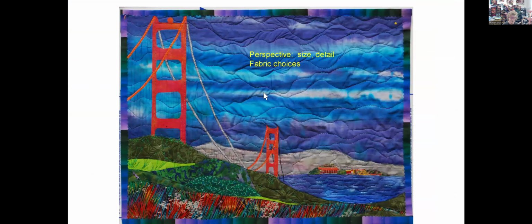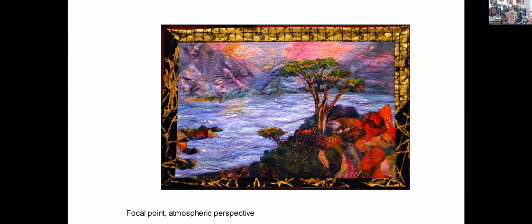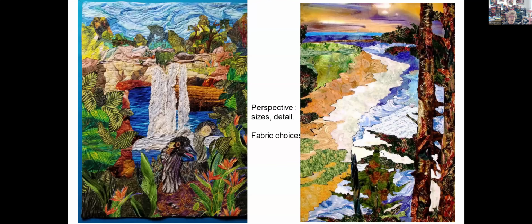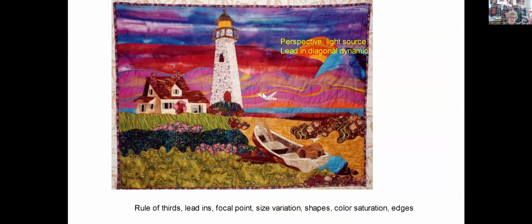Along the way, we'll learn a few of the elements of landscapes. We'll talk about perspective, fabric choices, atmospheric perspective, some of the compositional aspects like lead-ins and mood and color harmony, some things about fabric choices to get different effects, like waterfalls and woods and animals. But the compositional rules will be pretty straightforward.